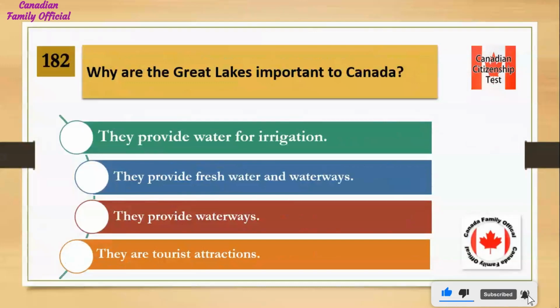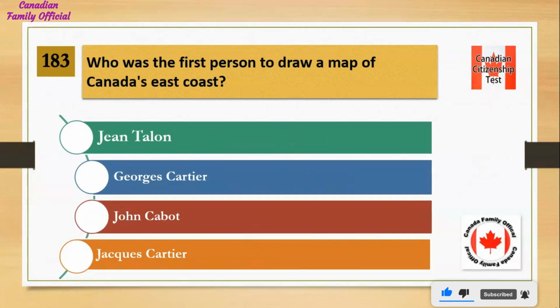Why are the Great Lakes important to Canada? Number 1, they provide water for irrigation. Number 2, they provide fresh water and waterways. Number 3, they provide waterways. Number 4, they are tourist attractions. And the answer is they provide fresh water and waterways.